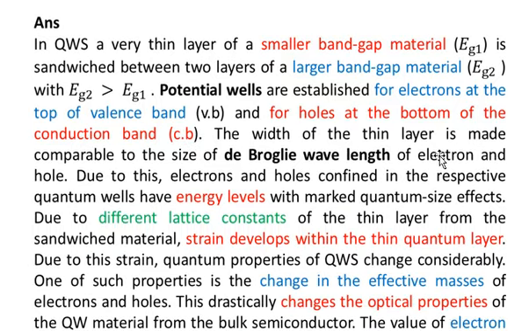The width of the thin layer is made comparable to the size of the de Broglie wavelength of electron and holes. Due to this, electrons and holes confined in the respective quantum wells have energy levels with marked quantum size effects.